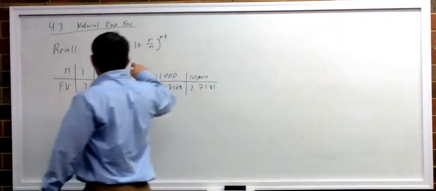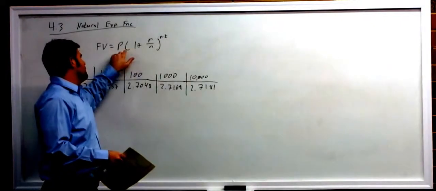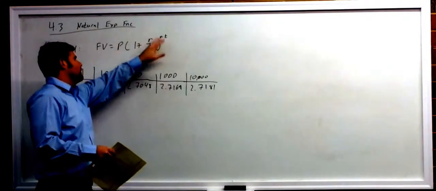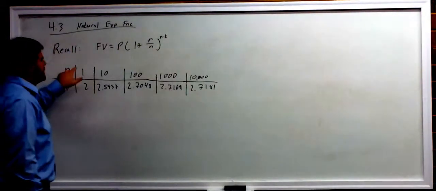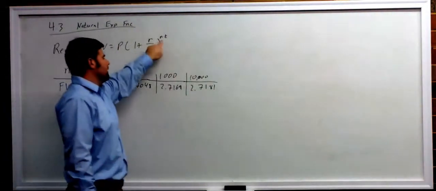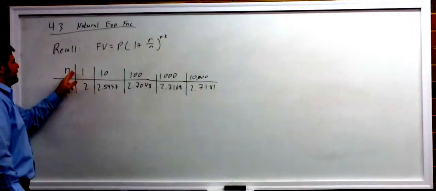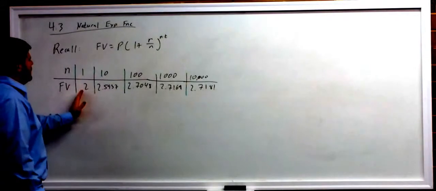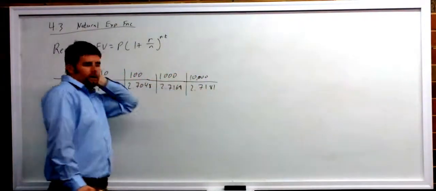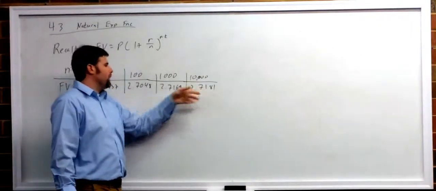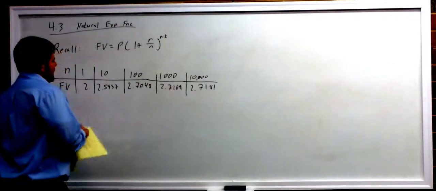So, recall your compound interest formula, which is FV equals P times (1 plus r over n) raised to the n times t. Now, what we want to recognize is what happens if we let n increase without bound. So we've set up a little chart here. As n equals 1, FV equals 2. As n gets larger and larger, we went up to 10,000 here for this example, we come to the number 2.7181.